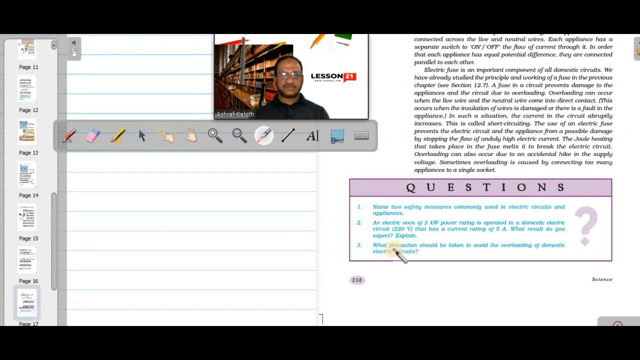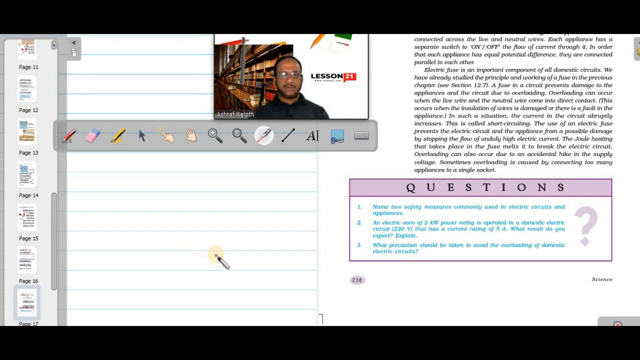Name 2 safety measures commonly used in electric circuits and appliances. Earth wire. Electric fuse. Very good. Electric fuse and earth wire. The answer is electric fuse and earth wire.